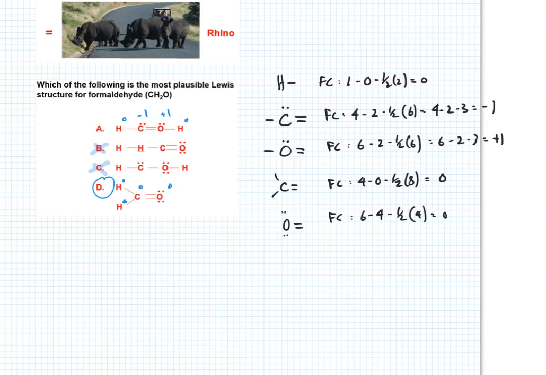A couple of other things to note. A negative on the carbon and a positive on the oxygen is unlikely to be true. Oxygen's the more electronegative element, so that one should have the negative formal charge on it. If there's going to be a formal charge, it should be on the more electronegative element. Another reason why this isn't good. Let me give you one more thing to consider or to remember. As far as we're concerned in this class, carbon never has a lone pair.